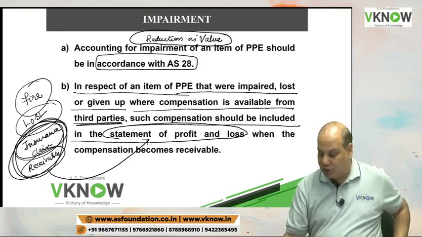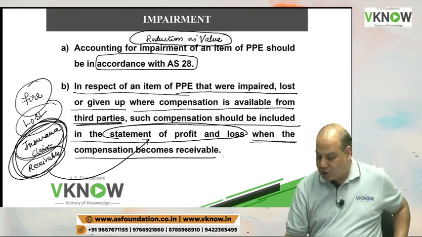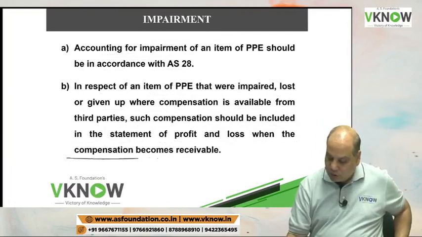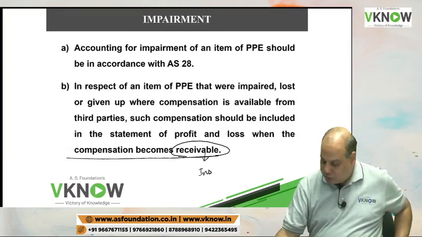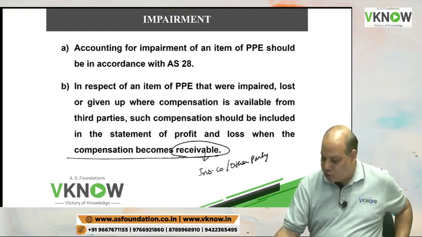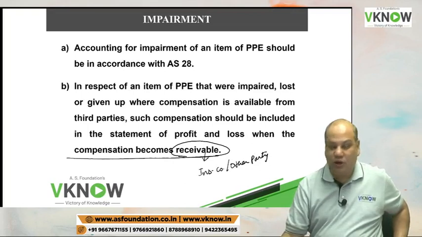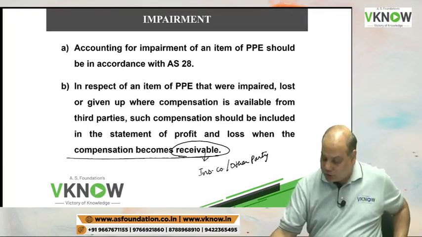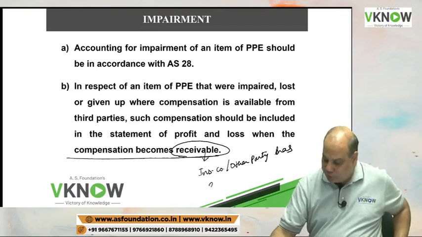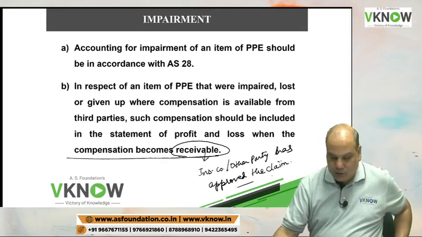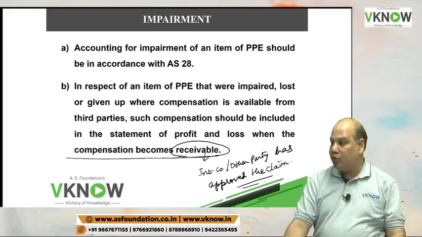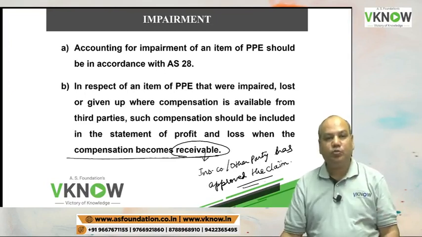and the claim is receivable, subject to when the compensation becomes receivable. Compensation becomes receivable means the insurance company or other party from whom the claim is to be recovered has approved it. So once the insurance claim receivable is approved by the other party, for the loss or damage of PPE, it will be credited to P&L account.